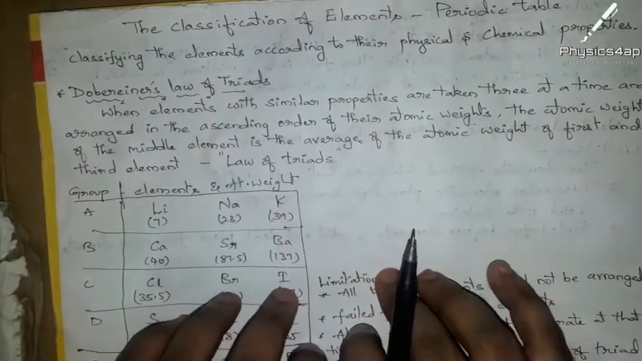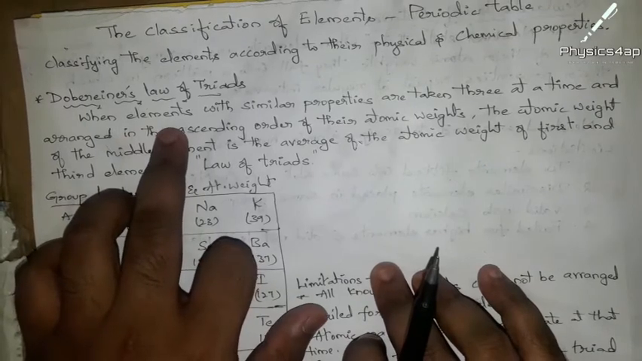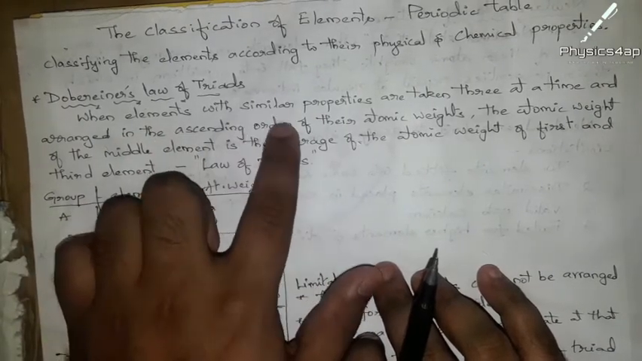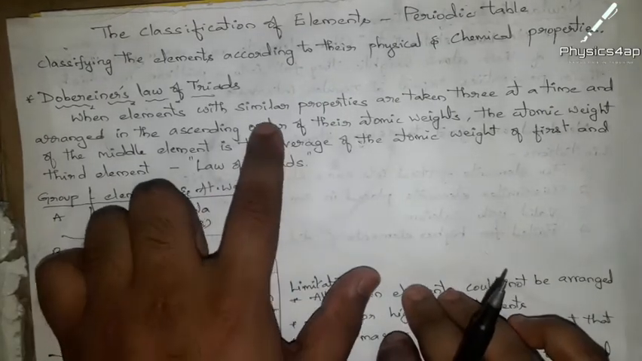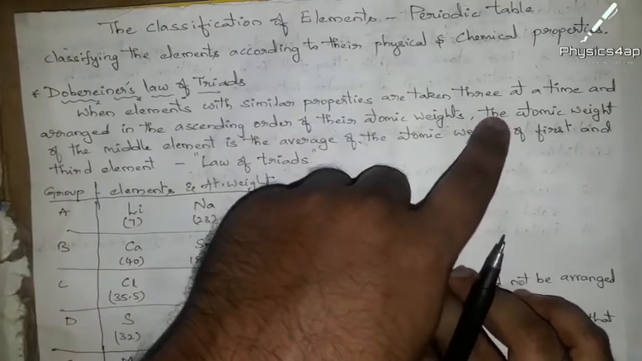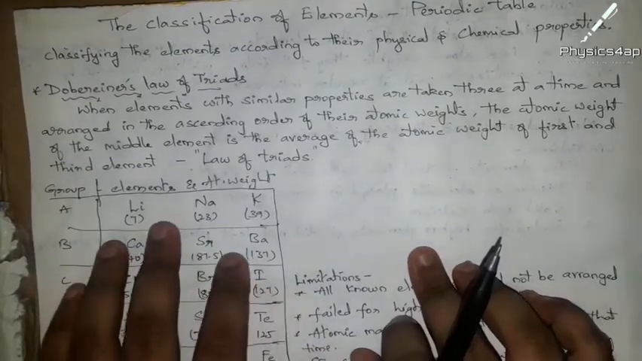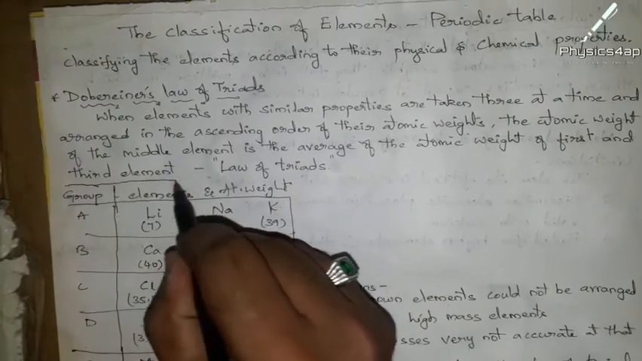Dobereiner proposed a law which is called the law of triads. In his law of triads, the elements which have similar properties, whether physical or chemical, whether solid, liquid or gas, or whether they react with oxygen or halogens, are taken three at a time, like we see in this table. This is the law of triad table, designed by Dobereiner.